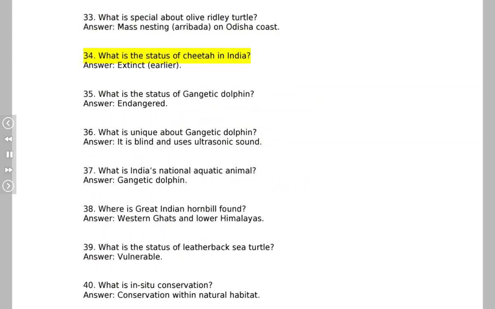34. What is the status of cheetah in India? Answer. Extinct earlier. 35. What is the status of Gangetic dolphin? Answer. Endangered. 36. What is unique about Gangetic dolphin? Answer. It is blind and uses ultrasonic sound. 37. What is India's national aquatic animal? Answer. Gangetic dolphin. 38. Where is Great Indian Hornbill found? Answer. Western Ghats and Lower Himalayas.